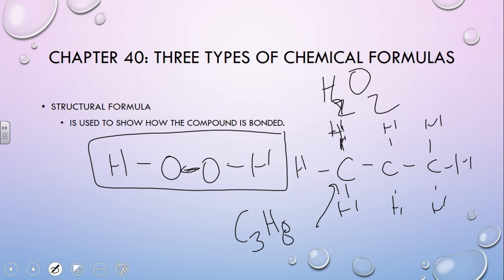So those are the 3 types of chemical formulas, and again, keep your eye out for how to find the empirical formula from percent composition. Okay, so those are the 3 formulas, and have a great day, everybody.